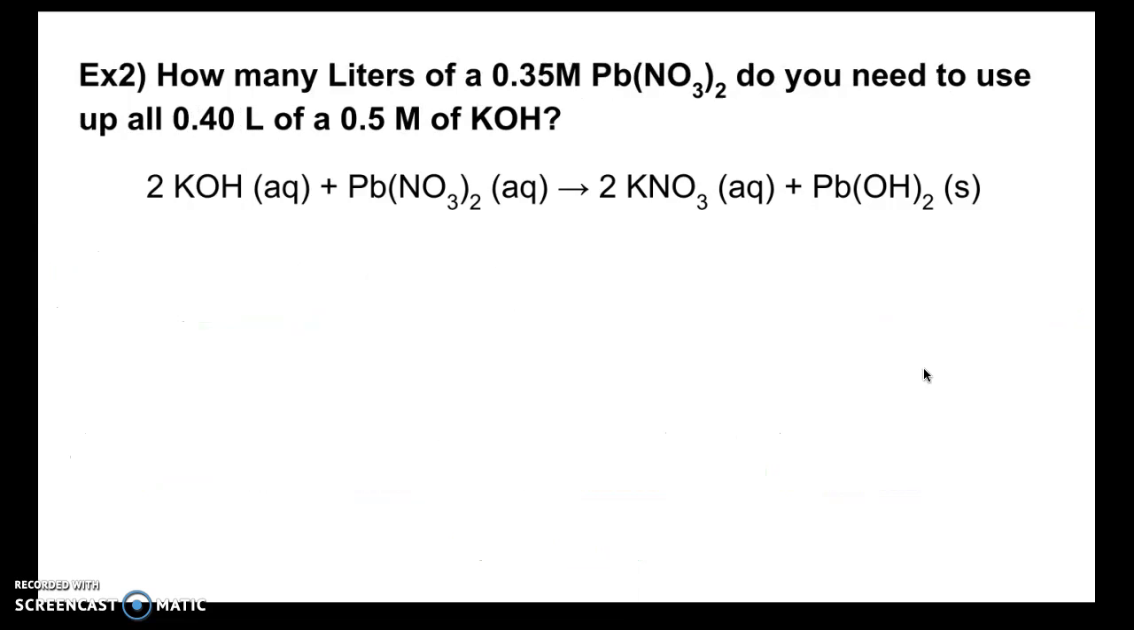Okay. Let's do example 2. We're asked how many liters of a 0.35 molar PbNO3 or lead nitrate do you need to use up all 0.4 liters of a 0.5 molar KOH? So what we're asked in this case, we want to know what's the volume of a 0.35 molar solution of PbNO3. I want to know how much I need to pour into the container to use up 0.4 liters of a 0.5 molar KOH solution.